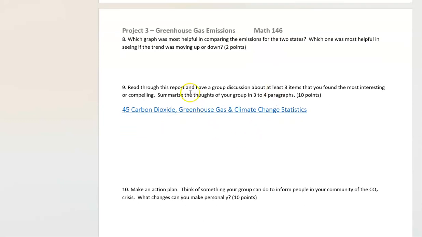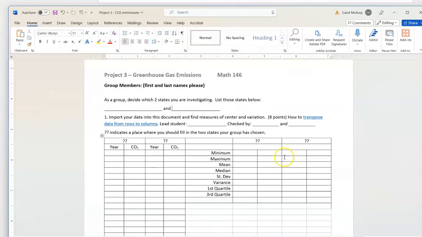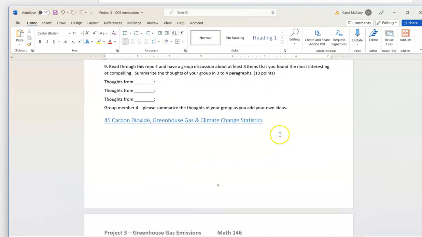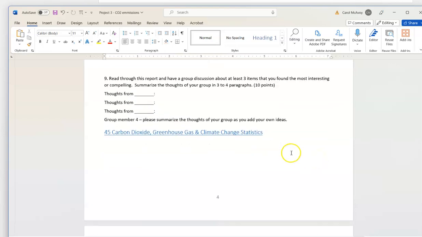And then you're going to read this report and have a group discussion about at least three items you found interesting or compelling in this report, and then summarize your thoughts as a group in 3 to 4 paragraphs. Each person can contribute their thoughts, and then one person can write it up. I can't remember how I wrote that up for this group. So your thoughts from the first person, the second person, the third person. Group member 4, you can add your thoughts as you write up the 3 to 4 paragraphs.